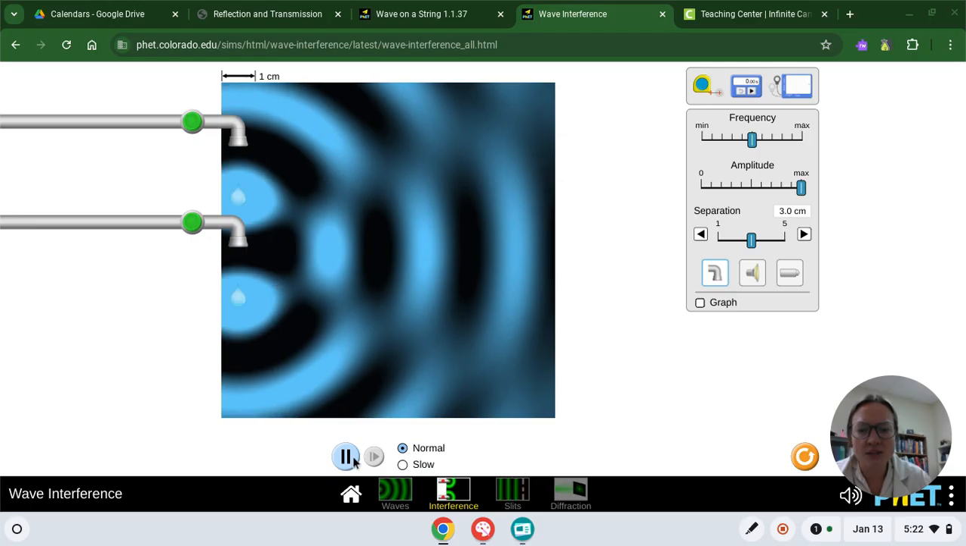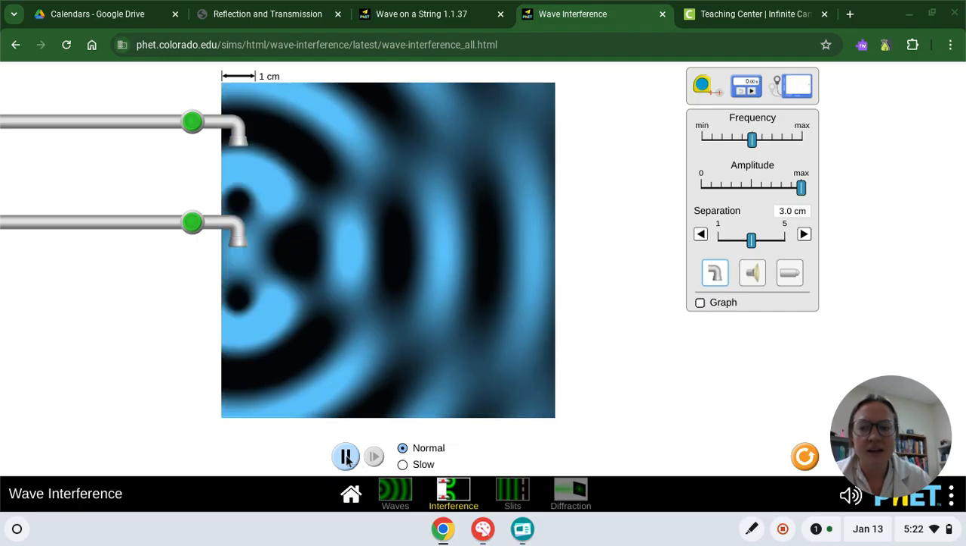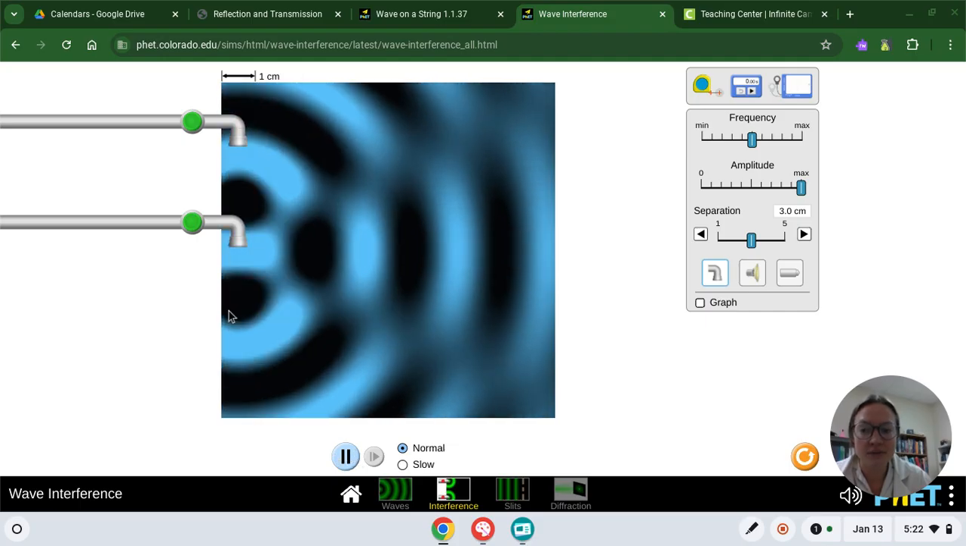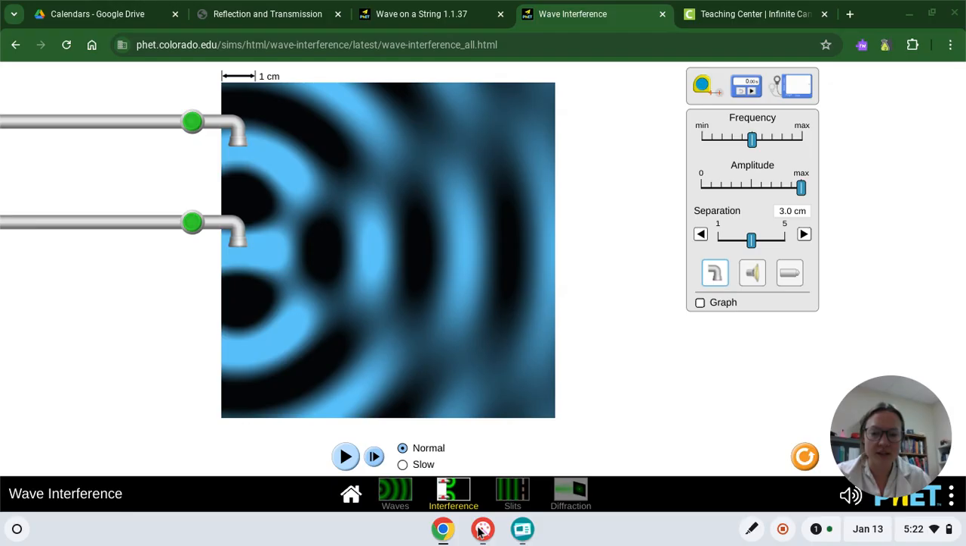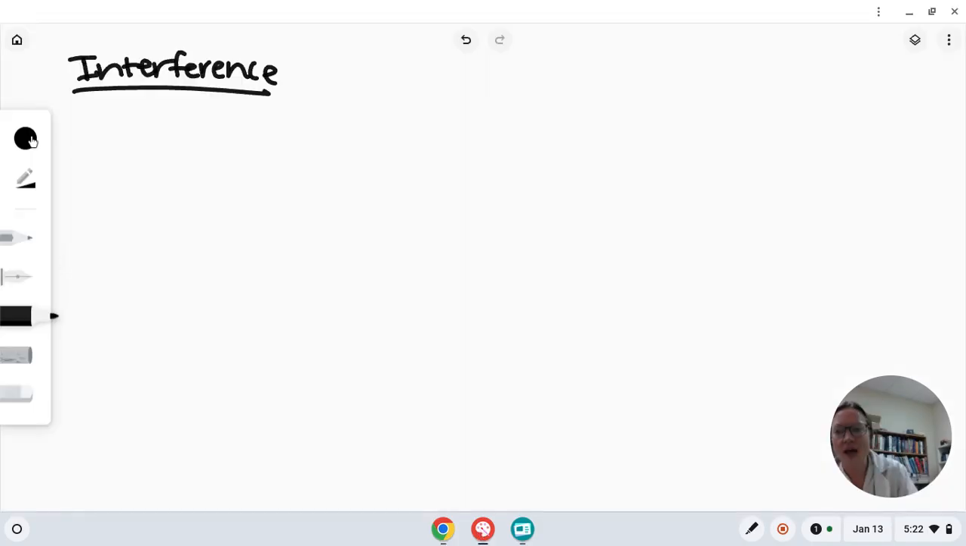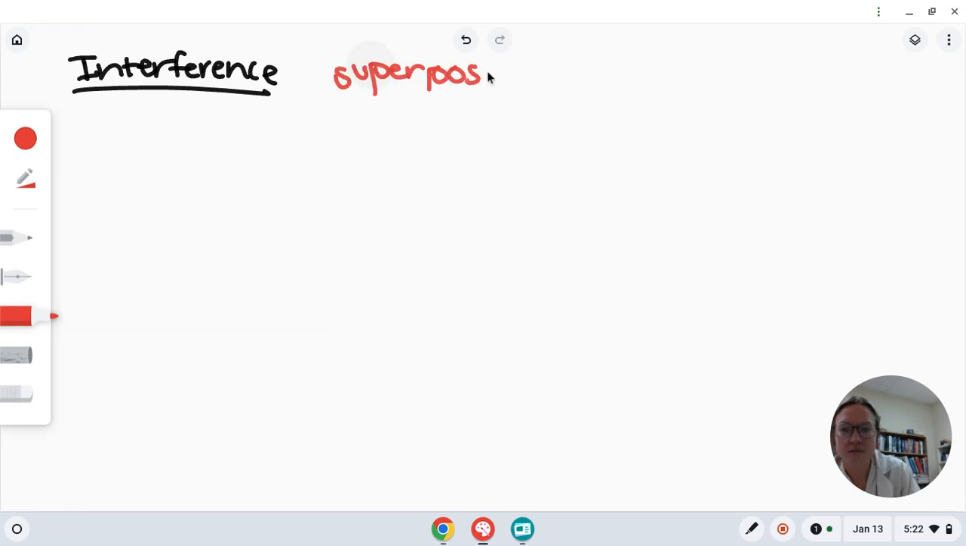This is what we call an interference pattern, and it's a result of waves interacting with other waves. In other words, the waves from this little ripple interacting with the waves from this little ripple. There are two types of interference, and both types rely on a principle that we call the superposition principle. Here's what the superposition principle says.